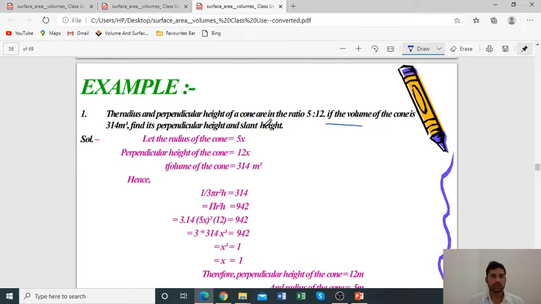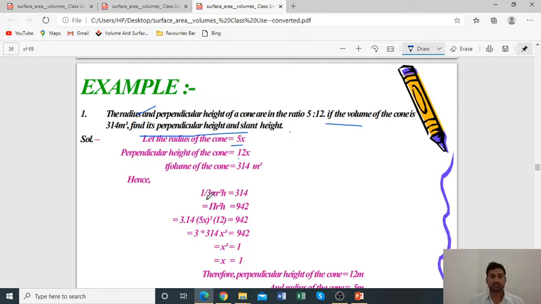If the volume of the cone is 314 cubic meters, find the perpendicular height and slant height. Already you are given the ratio of radius to height, 5:12. So let the radius of the cone be 5x and the perpendicular height of the cone 12x, and the volume of the cone is 314 cubic meters. Already you know the formula for the volume of the cone, 1/3 pi r square.